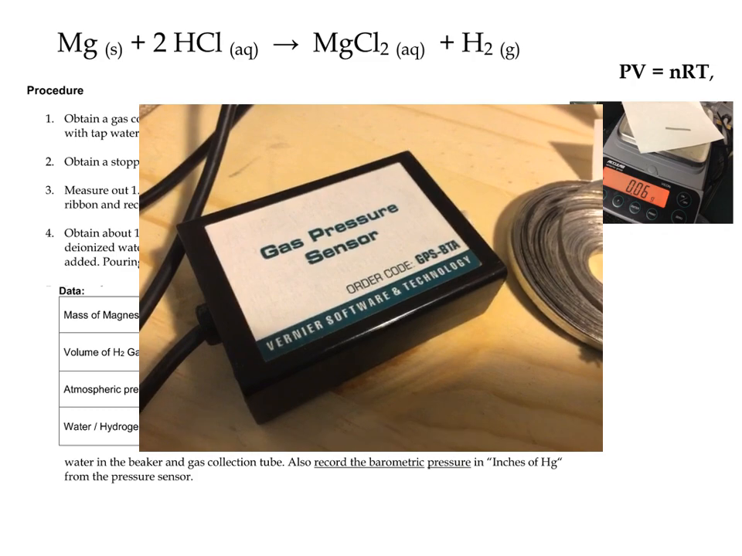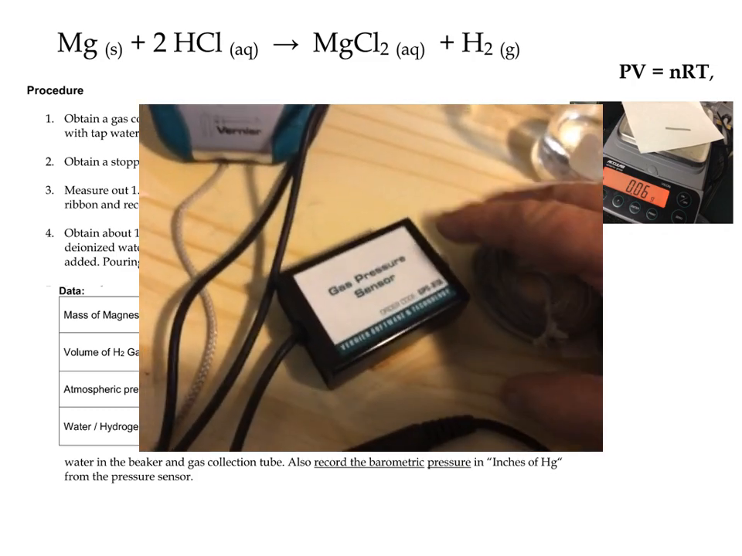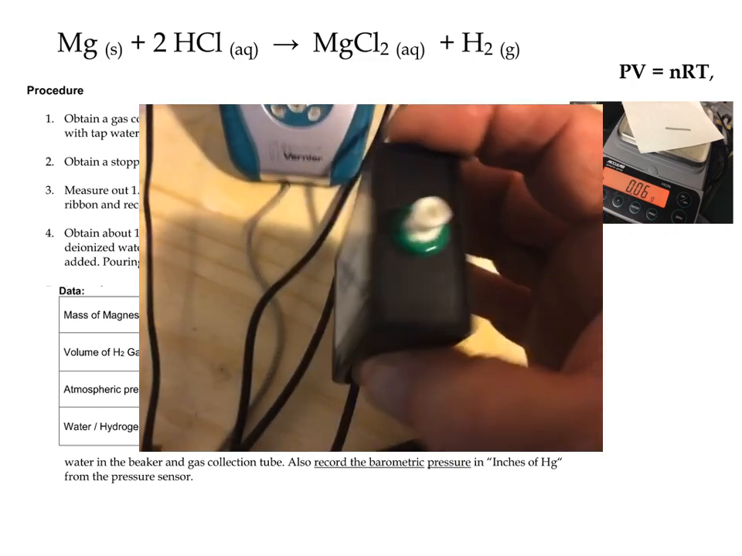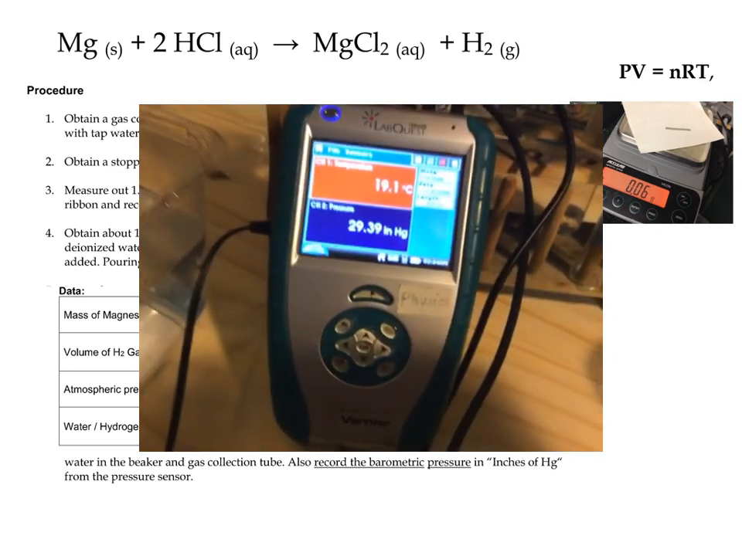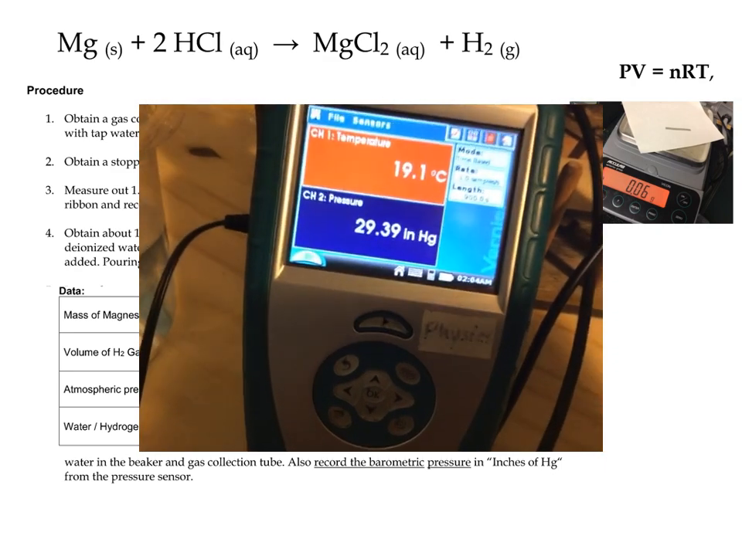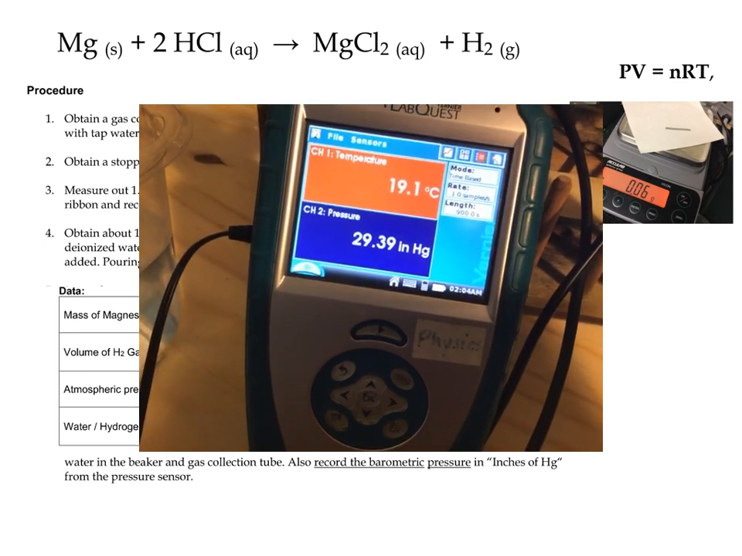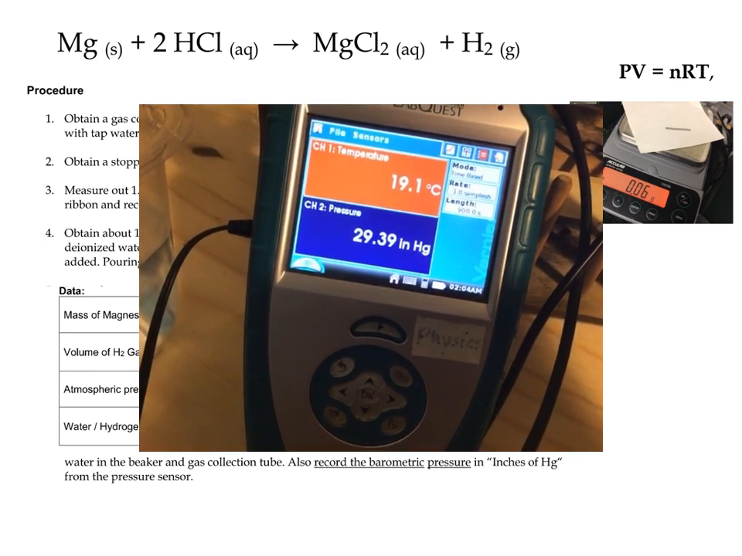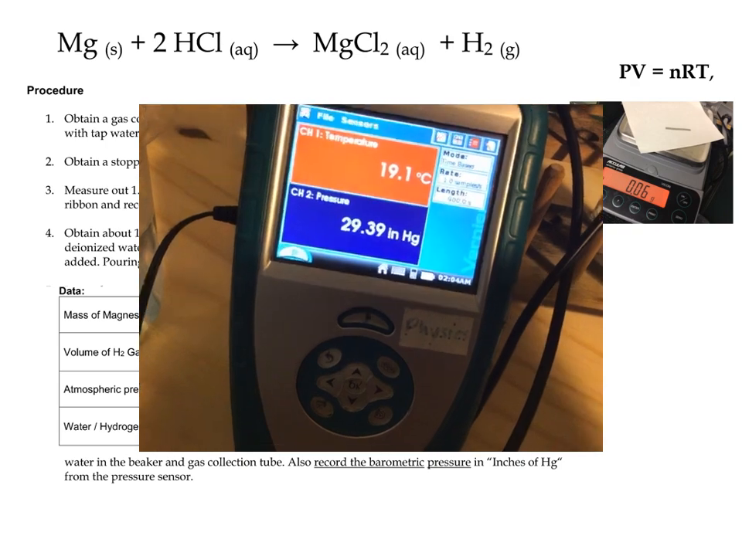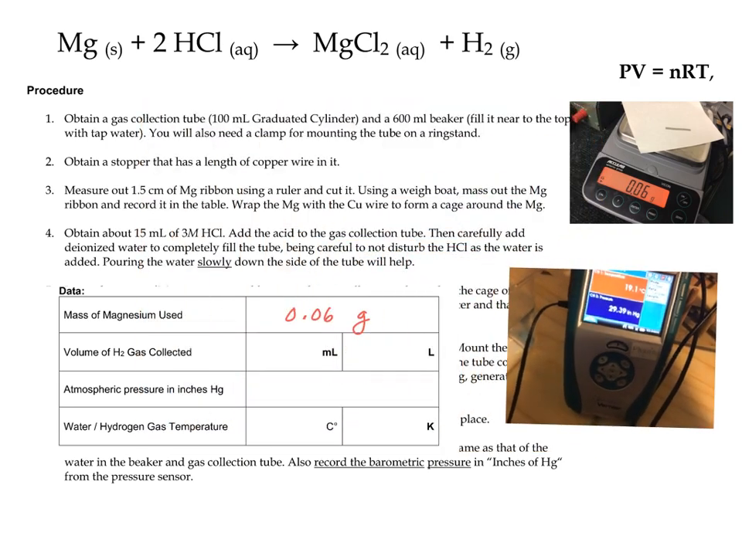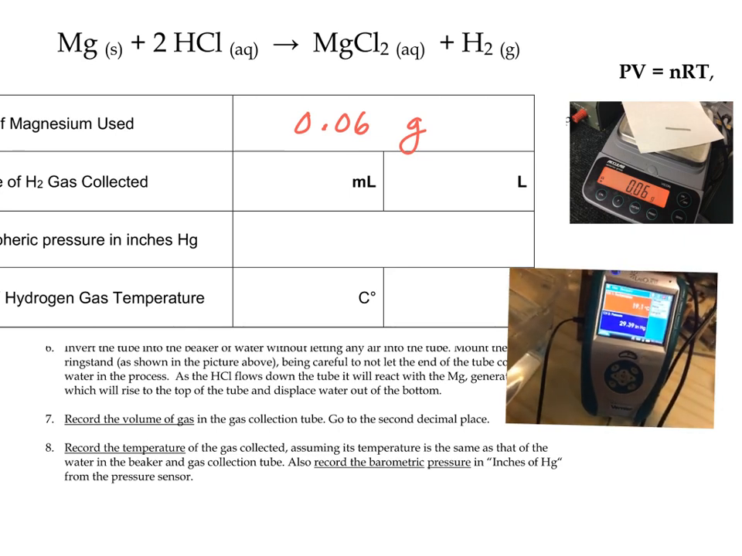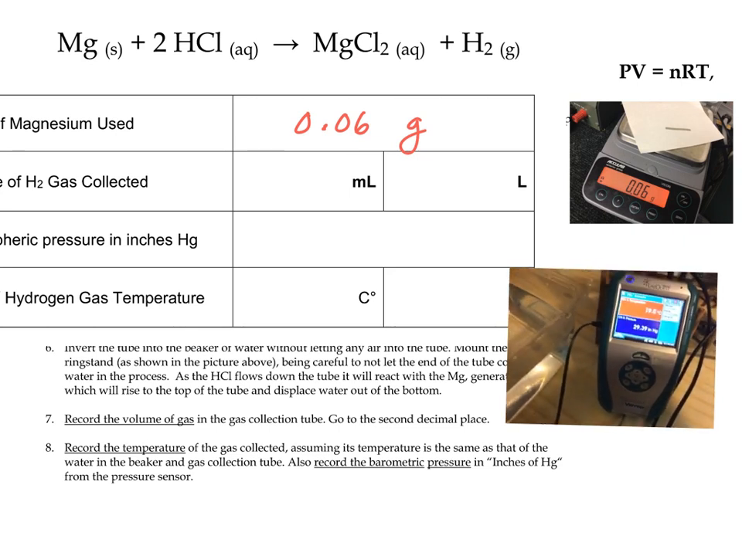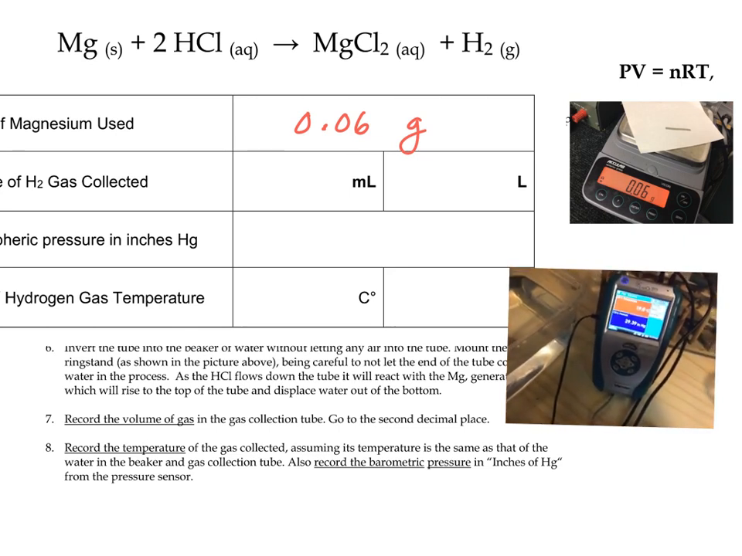We're going to measure the atmospheric pressure with our gas pressure sensor. It has a small hole the air can go in, and it's connected to a LabQuest, and it reads the pressure for us, 29.39 inches of mercury. Let's add that to our data table. 29.39 inches of mercury.